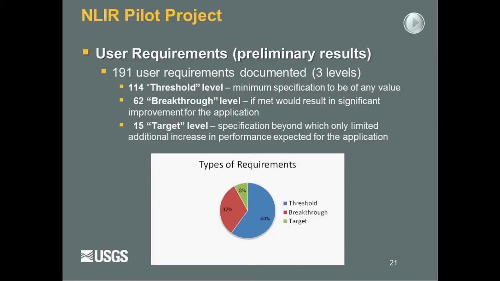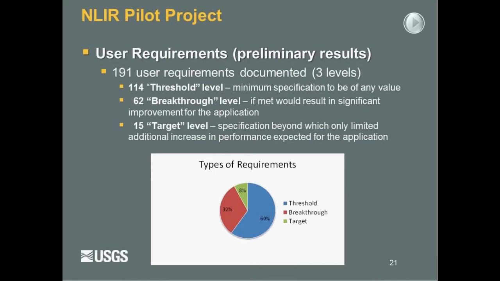Another way to look at it is, the pie chart doesn't really tell you all that much, but this is really to tell you that we're dividing up our requirements into three different types of requirements. We're looking at them as requirements at threshold levels, breakthrough levels, and target levels. This is to help us do analyses of importance in our multi-attribute analyses.